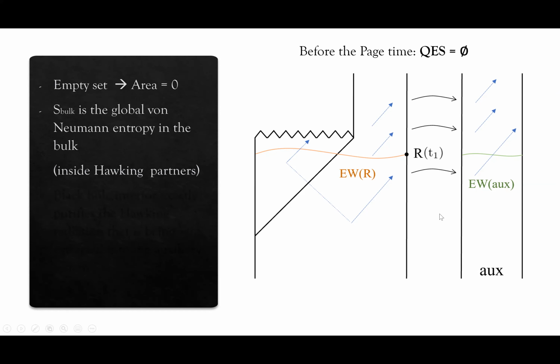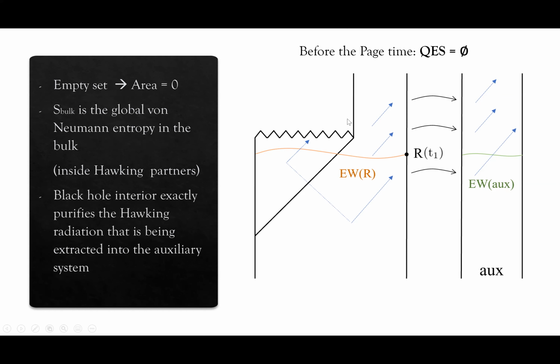So these systems are exactly purifying each other, so the whole system is evolving unitarily. And since these are just the partners of these guys, the entropy is going to be equal for both sides, at least the bulk entropy. So this is S bulk, and this is S rad, as in the radiation.